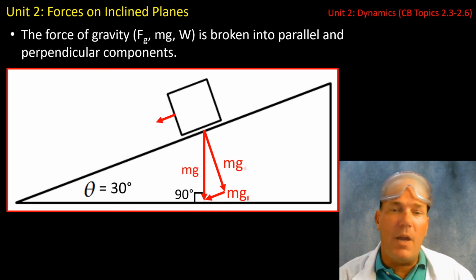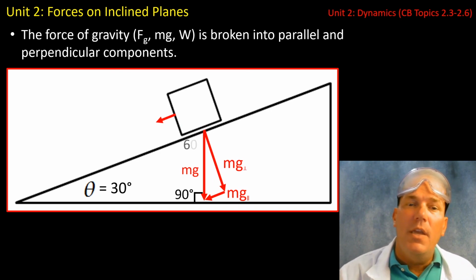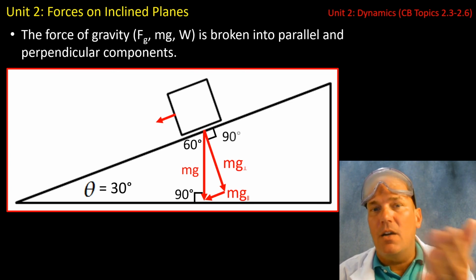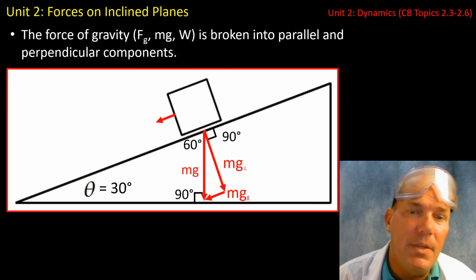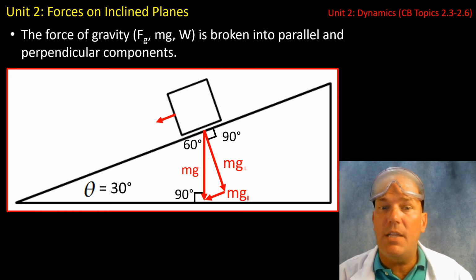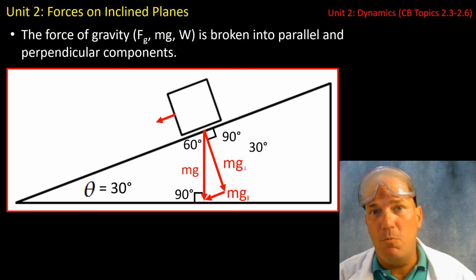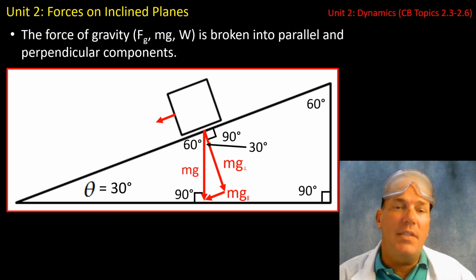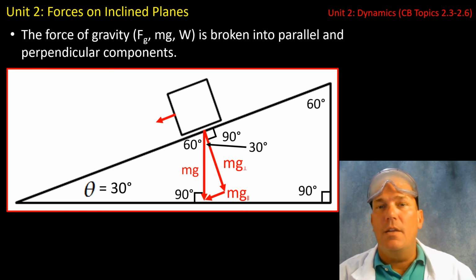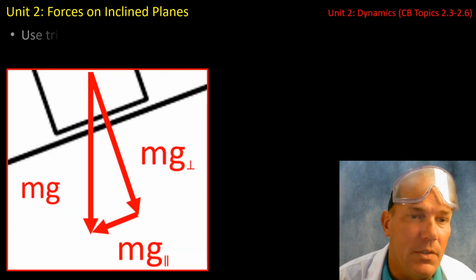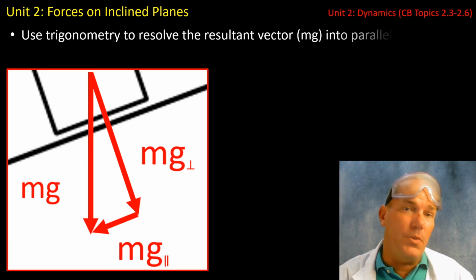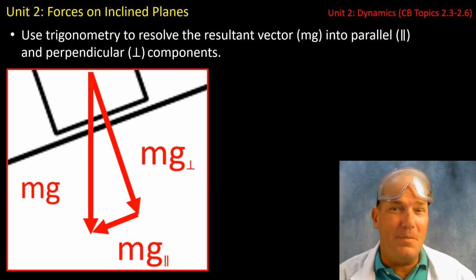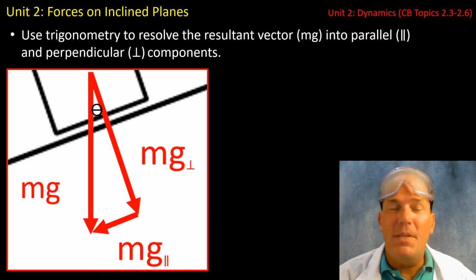I have a smaller right angled triangle within a larger. That makes this angle 60 degrees, and our other side, mg perpendicular, is at 90 degrees to the incline, and because these must add to 180 degrees, we can see that our angle theta is inside the right angled triangle, and of course our remaining 60 and 90 degrees. So we are going to use trigonometry to resolve the force of gravity, i.e. the resultant vector, into parallel and perpendicular components.